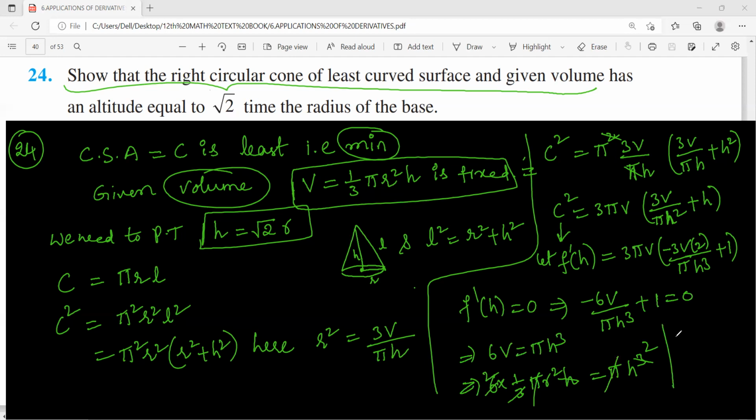So you got it now. H square equal to 2r square. That means H equal to root 2r. Just by substituting this, you should do the double differentiation.